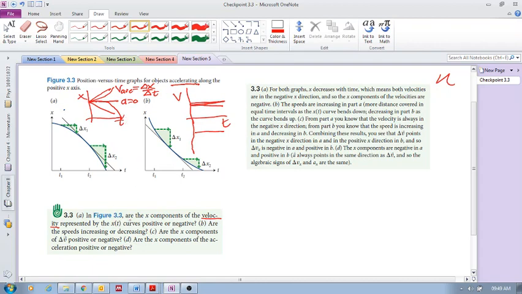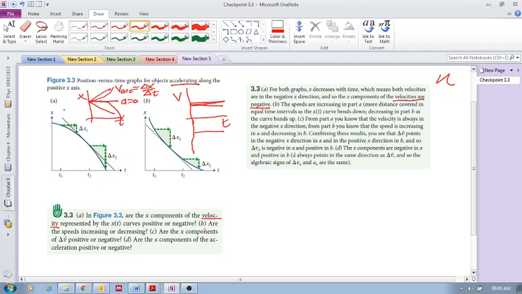Alright, so it says, are the x components of the velocity represented by this curve positive or negative? Okay, so both A and B show that we're moving from a positive x value, a positive position, down to 0. So both A and B show that our velocities are negative. I think that is pretty easy to see, and we can agree on that one.